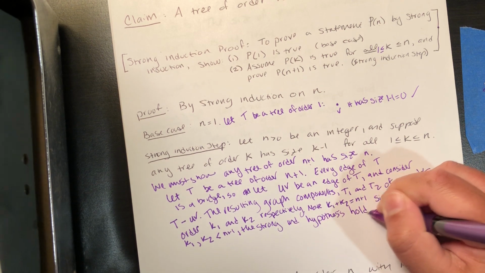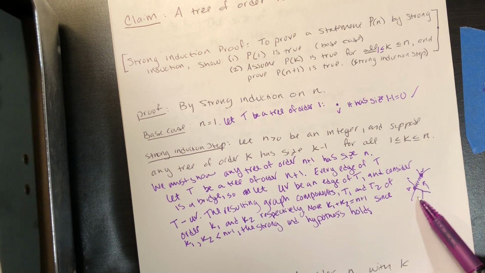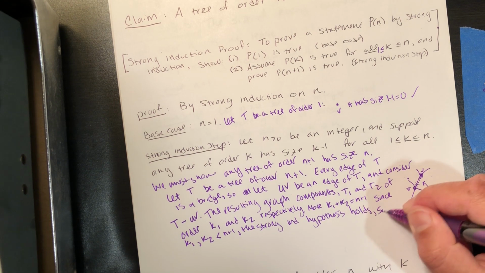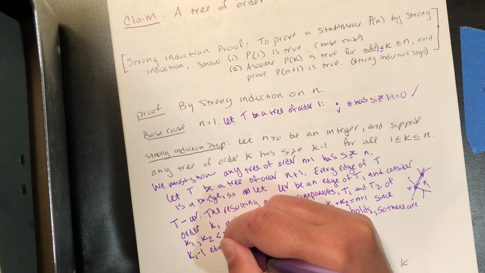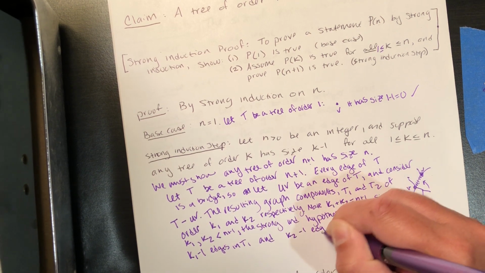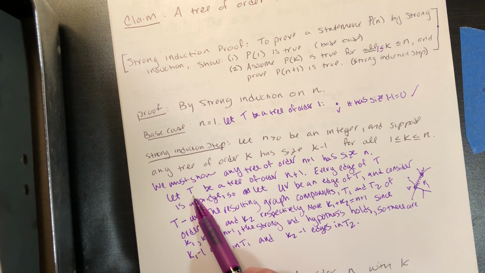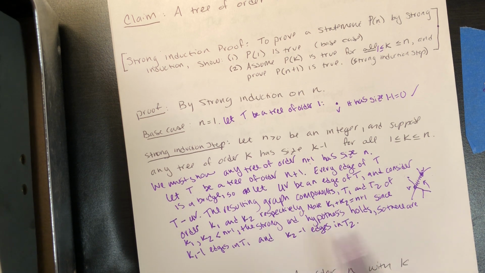Right. The hypothesis holds here, and so we can conclude that the size, the number of edges in these two components, is going to be K1 minus 1 and K2 minus 1. So there are K1 minus 1 edges in the first component and K2 minus 1 edges in the second component. Now remember, we're trying to prove that our original graph T has order n plus 1, and we need to show that a tree of order n plus 1 has size n. We're trying to show that the original graph has a total of n edges.